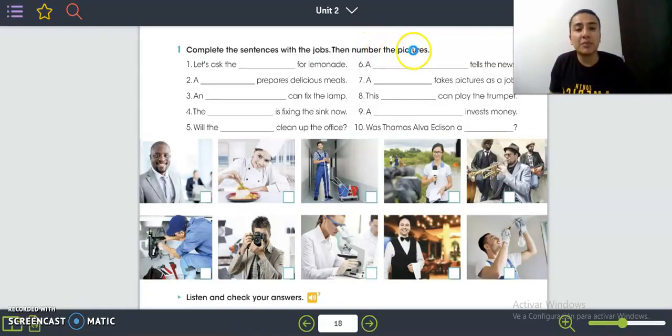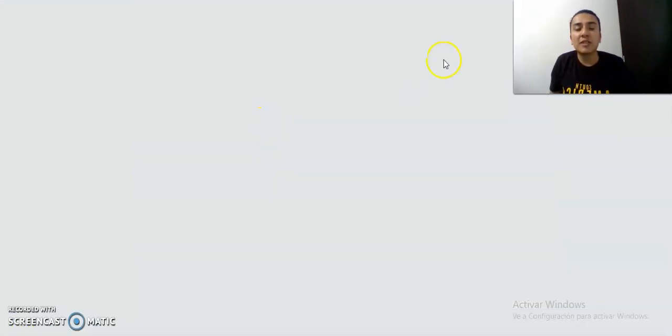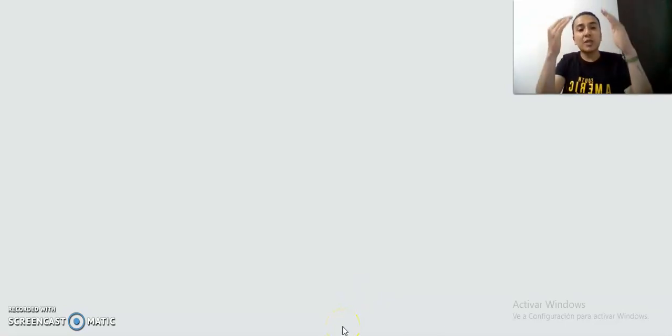And then number the pictures. So, what basically I have to do right here is to complete with the profession. Oh my goodness, give me a moment. So I have to complete with the professions, right? I have the spaces right there to fill out with the professions. And afterwards, based on the number that it was labeled there, I'll have to complete it with the number.